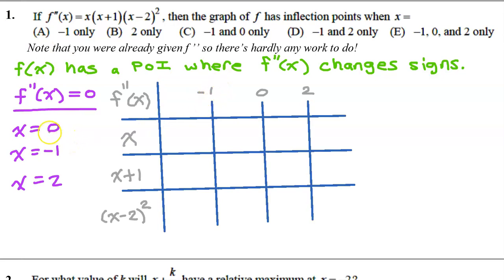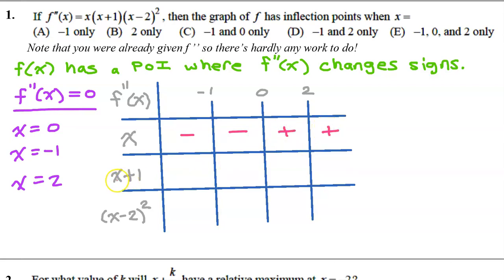So here I've put the three values on the number line. Make sure you label the sign chart as f double prime, and then you need a row for each of the factors that you have. Let's decide whether each factor is positive or negative in each interval. Starting with x, x itself will be negative for values that are less than 0, obviously. So x will be negative here, and x will be positive here and here.